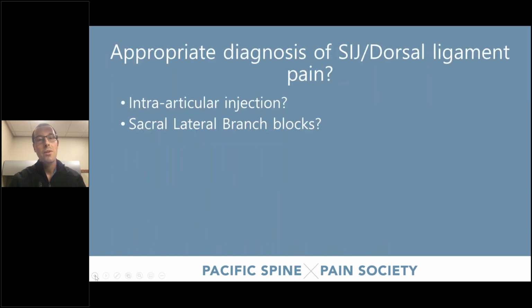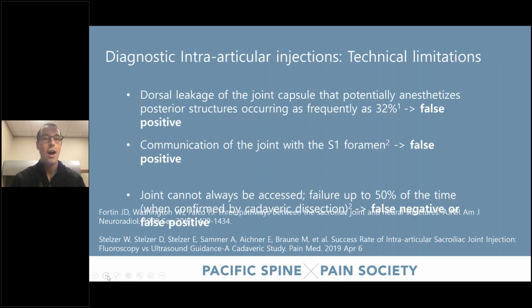Great, so we'll move along to the SI joint and dorsal ligament complex. A very common question: what do we use, intra-articular injections or do we use sacral lateral branch blocks to select for neurotomy?